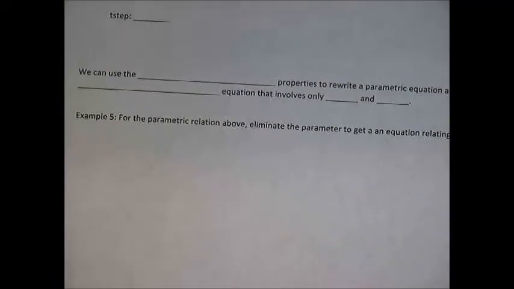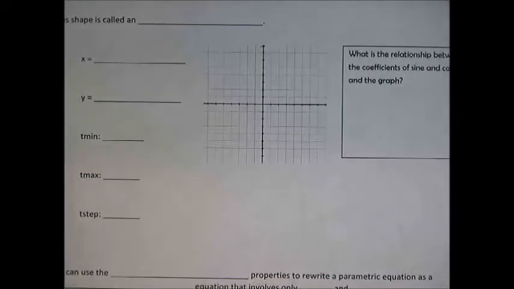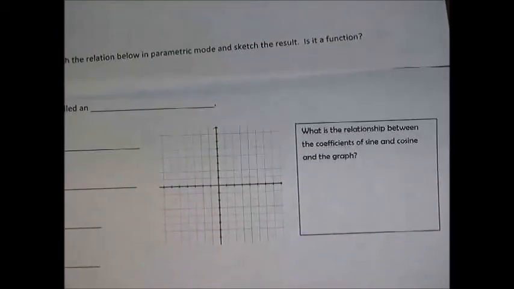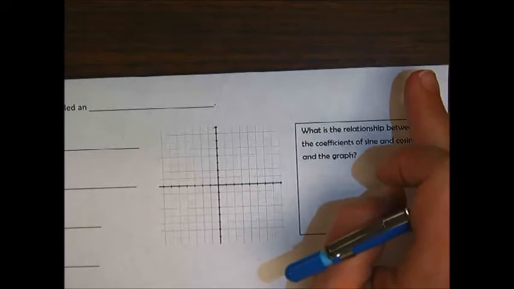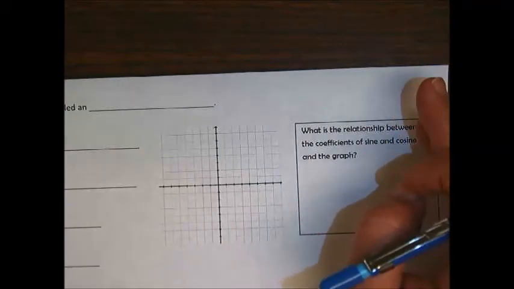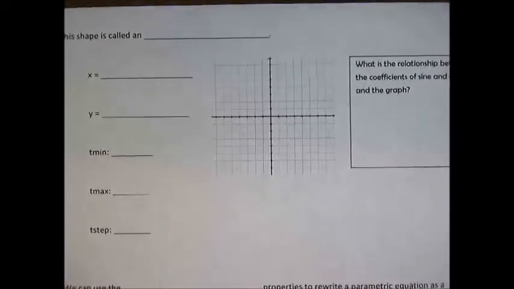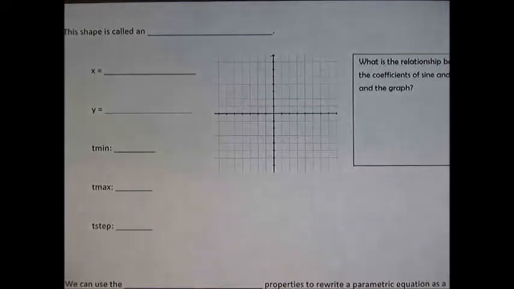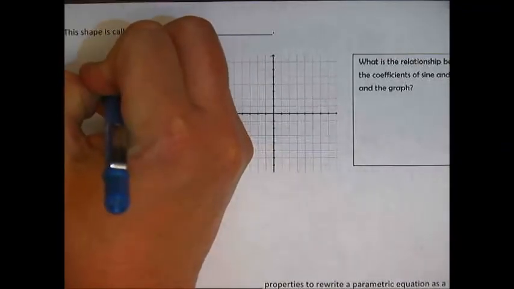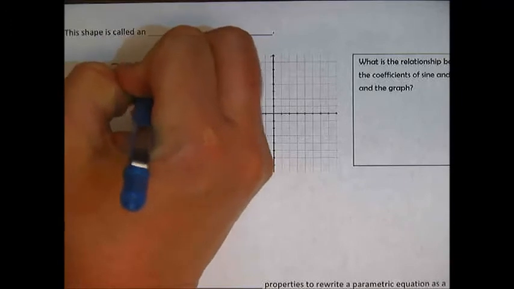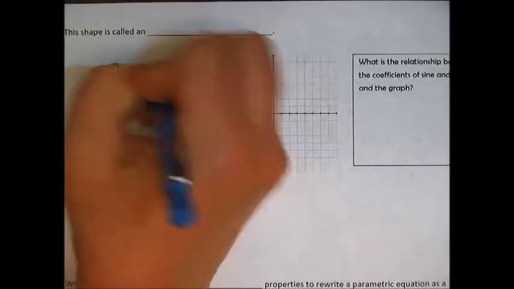This next page is how do we graph conics. Graph the relation below in parametric mode and sketch the result. So this time what I want to graph is a conic section, and you know from the unit circle that if I let x equal cosine and y equal sine, that will make a circle. So I'm going to let x equal 3 plus cosine, just so we can see what happens if I add a number to cosine.